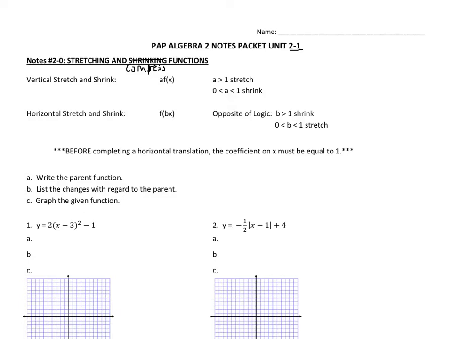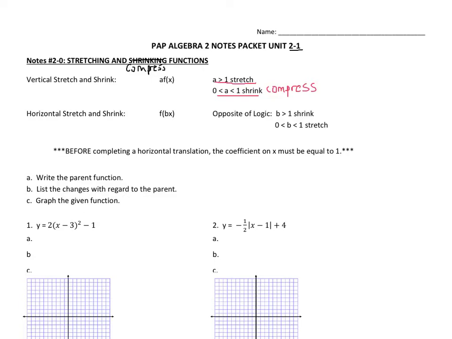So let's first look at the vertical, and we've talked about this before. The vertical stretch and shrink, that's going to be on the outside. So when it's affecting it vertically, it will be on the outside. If the number is bigger than 1, then that's considered a stretch. And if the number is between 0 and 1, then that is considered a shrink or a compress. Okay? So it does exactly what you think it would do. If the number is big, it gets stretched. If the number is small, then it gets shrunk, or compressed.